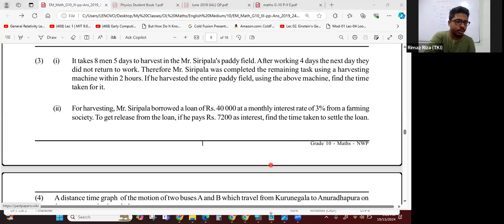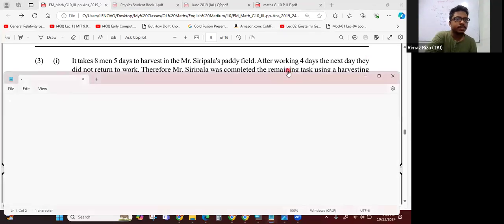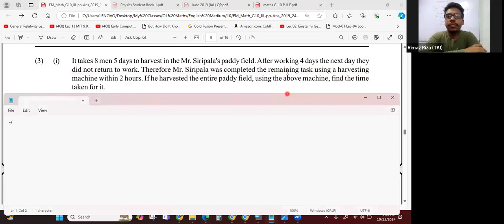Okay, I'll start the explanation. It takes 8 men 5 days to harvest in Mr. Siripala's paddy field. Do you know who is Siripala?